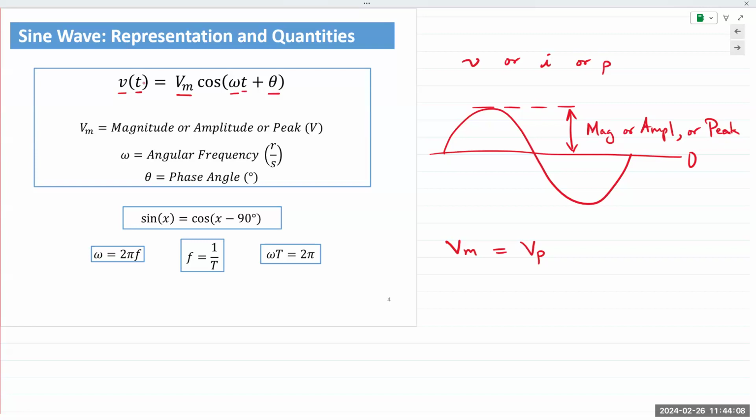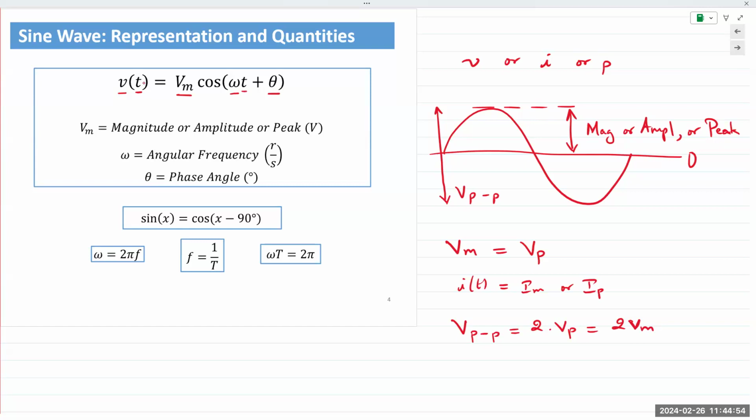When it's describing i of t, you would have Im or Ip. Still the same thing. If you wish to describe the waveform from its maximum to its minimum value, you would use the term P-P, peak to peak. So Vp-p is 2 times Vp or 2 times Vm.